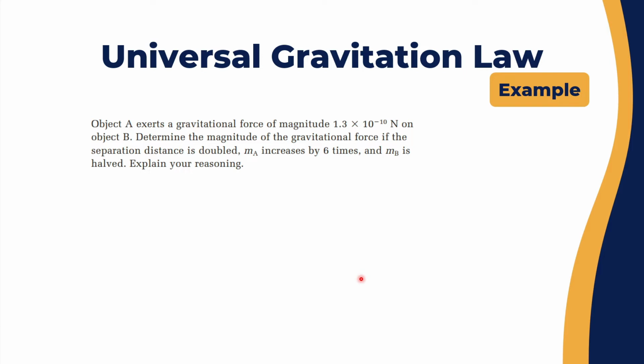Explain your reasoning. You can either right away double the distance in the universal gravitational law, increase MA by 6 and MB by half, so 1/2 MB, and try to find the final answer. How did the gravitational force change based on the example we talk about, assuming you are in the lab? Or you can take each variable as a new question and see what happens.